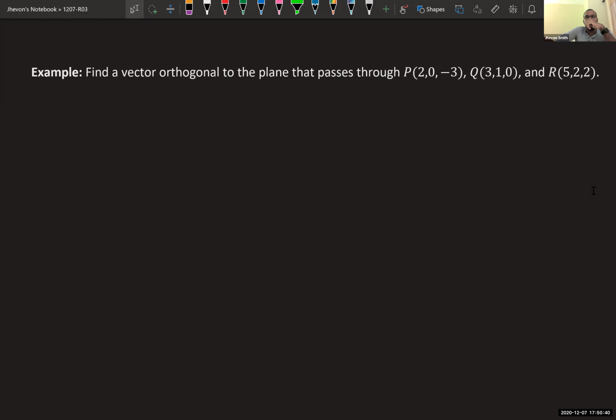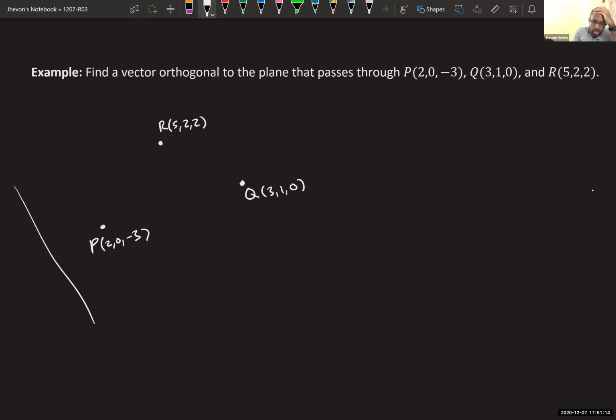You could find vectors that would accurately describe the plane and then do the cross product of those two vectors. Okay, how would you find two vectors that would describe the plane? So let's say I have these three points. This is P. Say this is Q. Say this is R. And yeah, they're all in a plane.